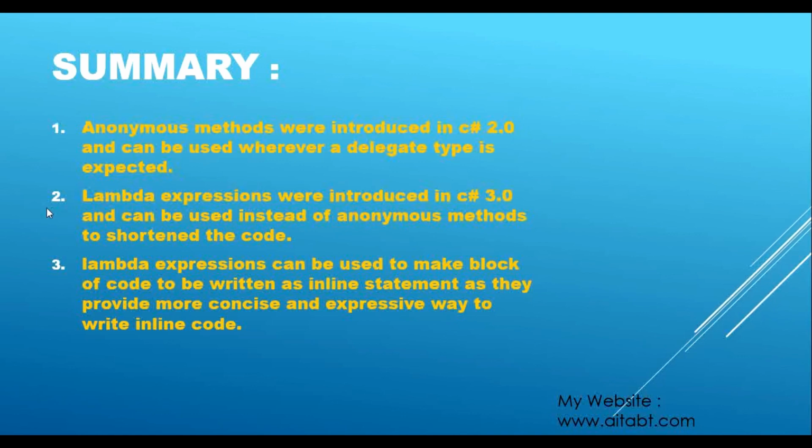Okay, the second point: lambda expressions were introduced in C# 3.0. These lambda expressions are nothing but syntactic sugar for anonymous methods, which were introduced in C# 2.0. To make the code more shortened, lambda expressions were introduced in C# 3.0 and can be used instead of anonymous methods. The third point: they can be used to write a block of code as an inline statement, as they provide a more concise and expressive way to write inline code. And that we have just seen.